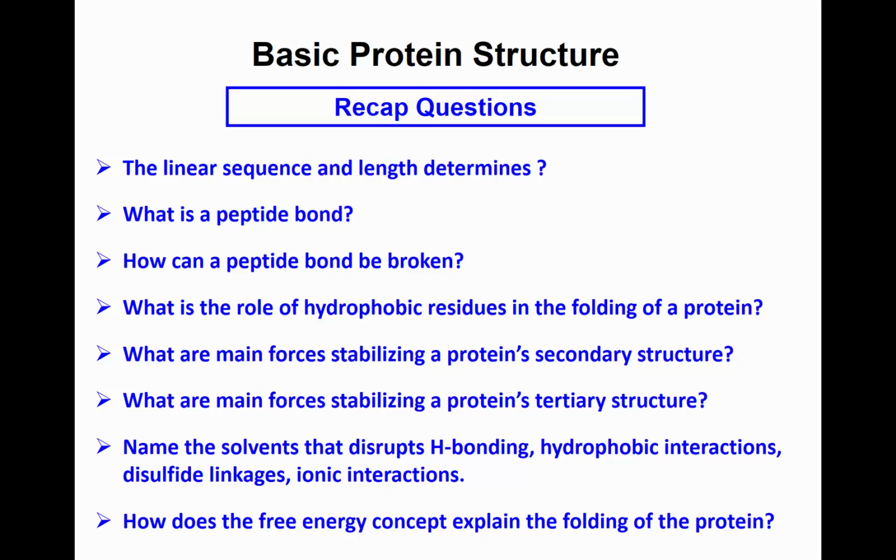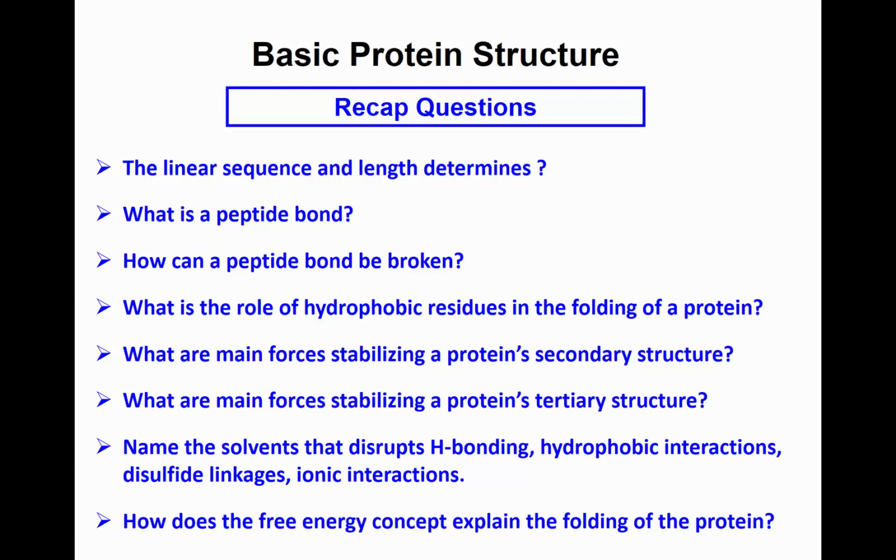So how about hydrophobic interactions? Organic solvents, very good, because hydrophobic groups would want to interact with organic solvent. If you put the protein in an organic solvent, the hydrophobic residues are going to stop interacting with each other and start interacting with the solvent. And also, detergent will break hydrophobic bonding as well. Disulfide linkages, what would break them? Reducing agents, of course. So glutathione, mercaptoethanol, cysteine, sulfites.